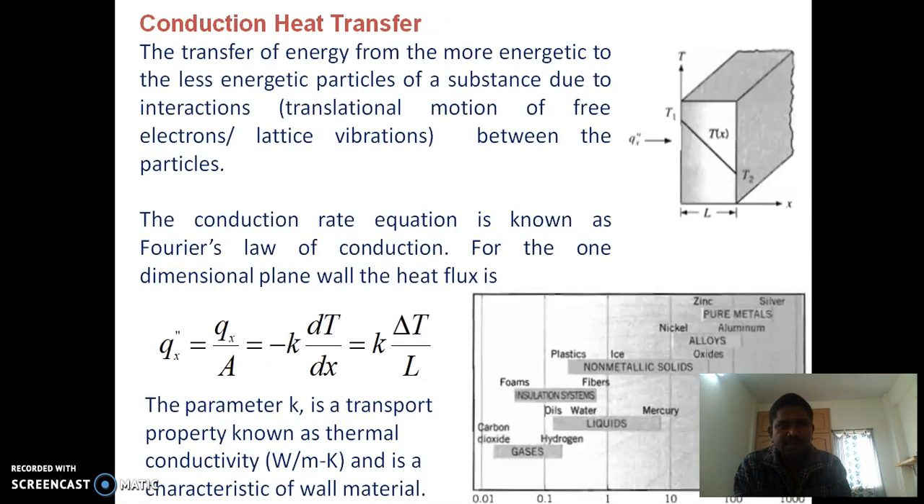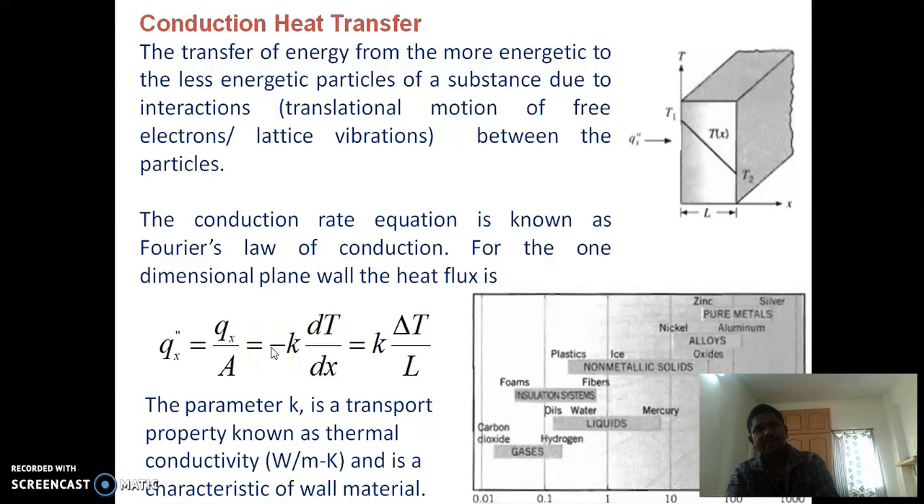Okay, now let us go to discuss about modes of heat transfer one by one. Conduction heat transfer, in which the transfer of energy from more energetic to less energetic particles of a substance due to interactions between the particles. The interaction, it may be translational motion of free electrons or lattice vibration. The conduction rate equation is known as Fourier's law of conduction. For the one-dimensional plane wall, the heat flux, heat transfer rate per unit area, is equal to minus k dT by dx in differential form, in discrete form k delta T by L.